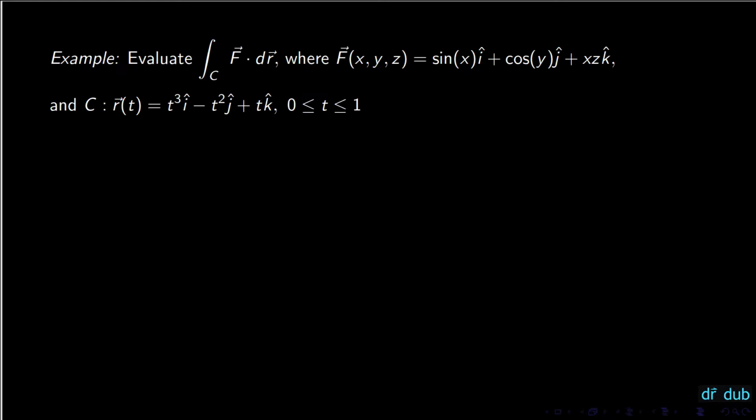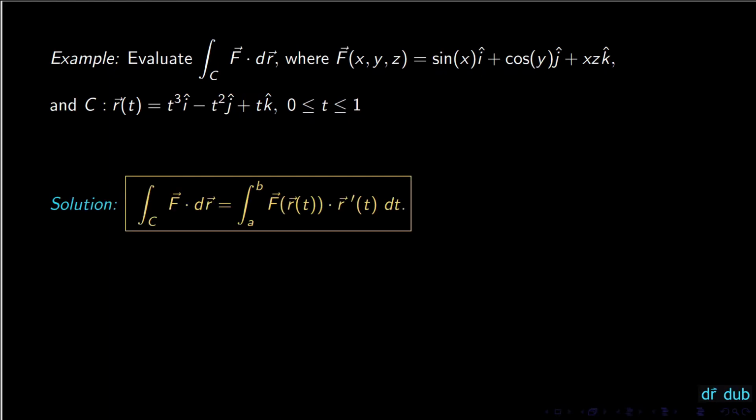Today we're looking at finding the line integral of a vector field. So we want to evaluate the line integral over the curve C of F dot dr, where the field F in this example is sine x in the i component, cosine y in the j component, and x times z in the k component. And the curve C is parameterized by r of t, which is t cubed i hat minus t squared j hat plus t k hat, where t ranges from 0 to 1.